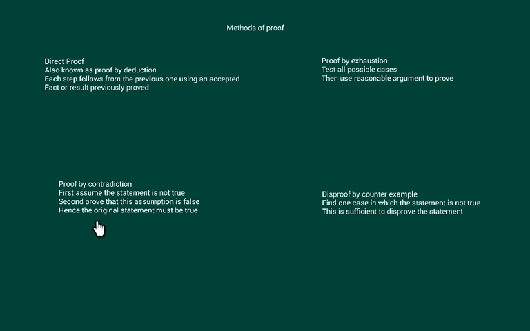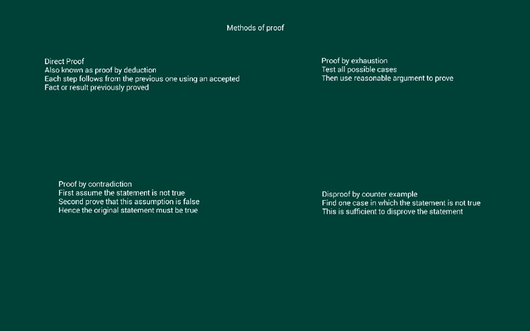Then there's proof by contradiction, and this involves firstly assuming the statement is not true, secondly proving that the assumption is false, and then hence the original statement must therefore be true.